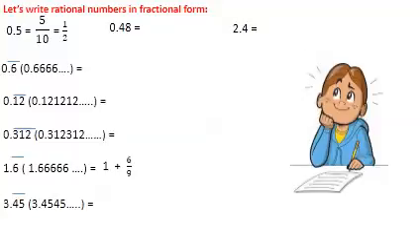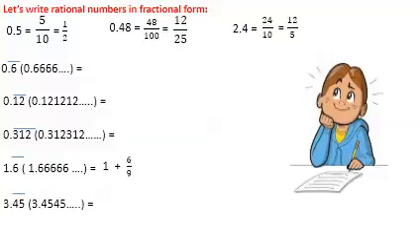Also 0.48, you know that it's 48 over 100, and its irreducible form is 12 over 25. 2.4 is written as 24 over 10, so I can write it as 12 over 5, so it's also a rational number. Now let us start with the periodic decimals, those numbers that have in their decimal part a number that's repeated many times.